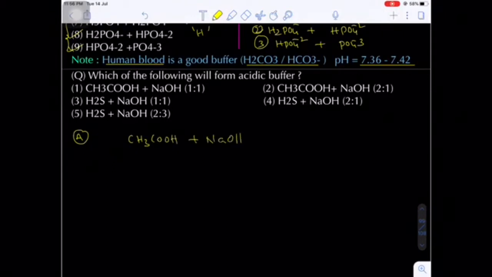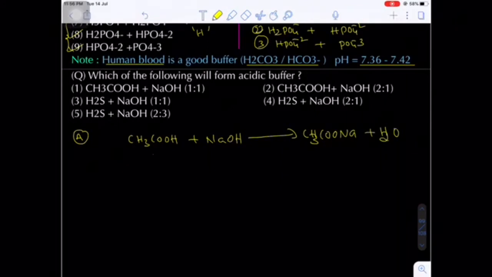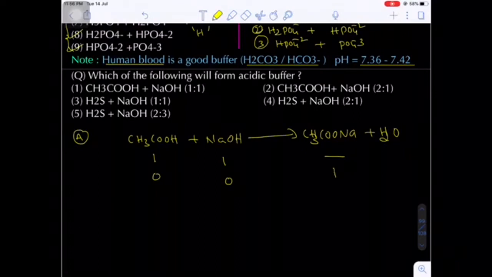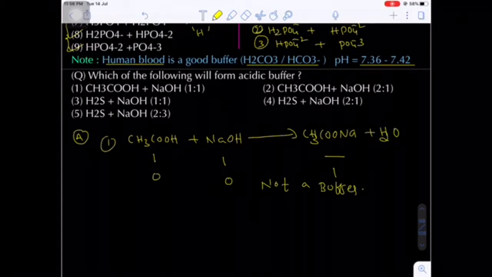Now here, first of all, you write the reaction between acid and base. Acetic acid reacts with NaOH. It forms sodium acetate and H2O. This is 1 mole given, this is 1 mole given. Initially there are no moles of salt. Now here they are reacting in 1:1 ratio. Both are limiting reagents, both are completely consumed and 1 mole of salt will be formed. So here there will be no weak acid in the solution. That's why this is not a buffer. The first one is not a buffer.